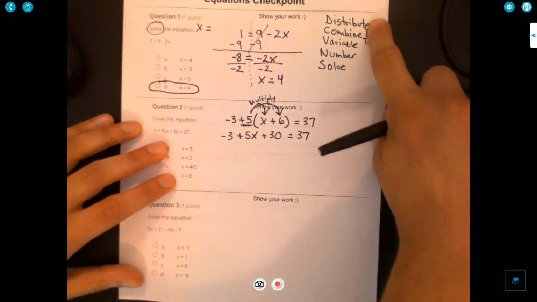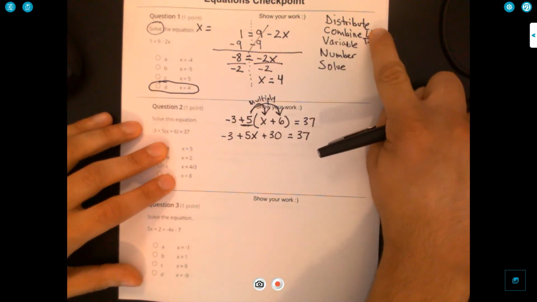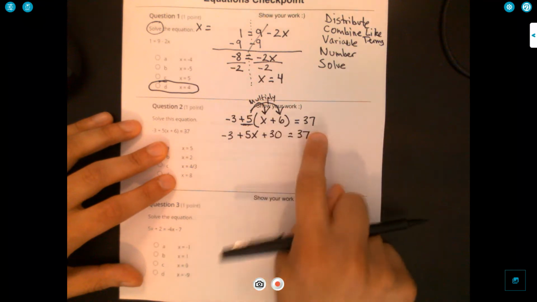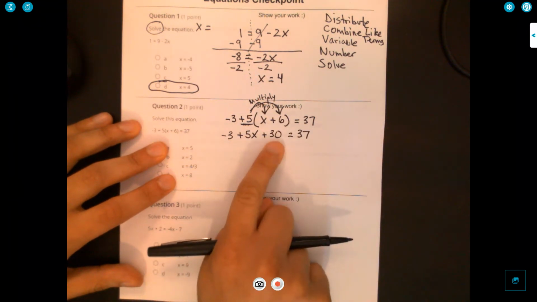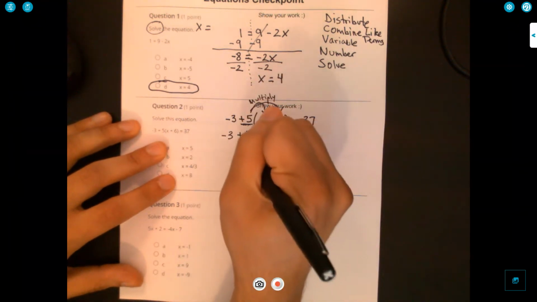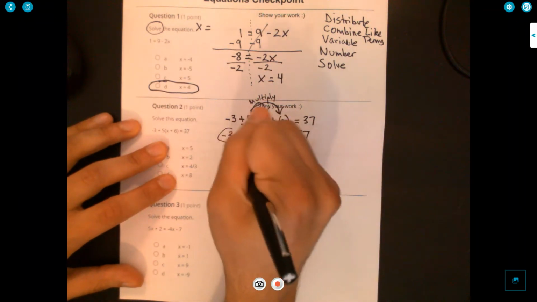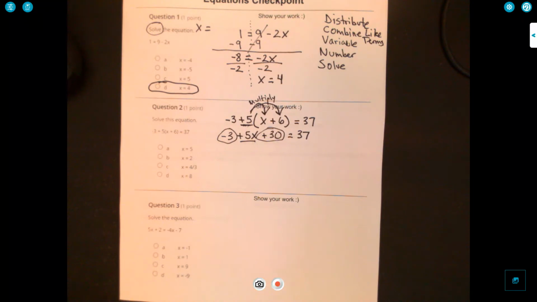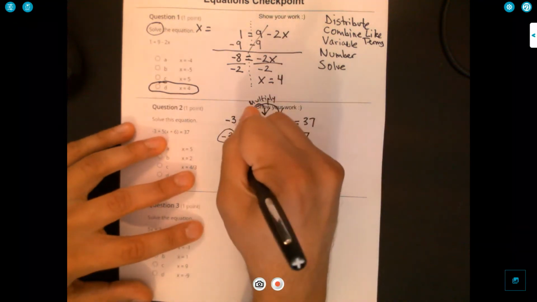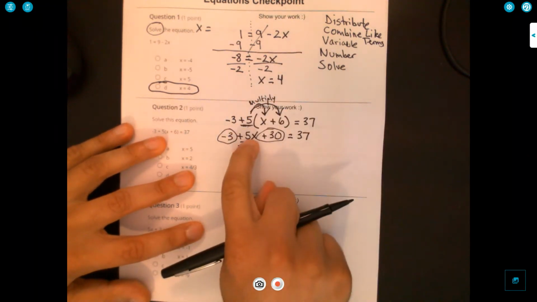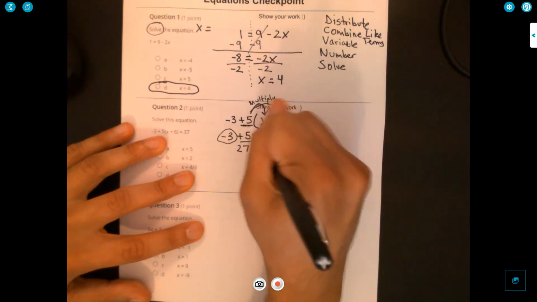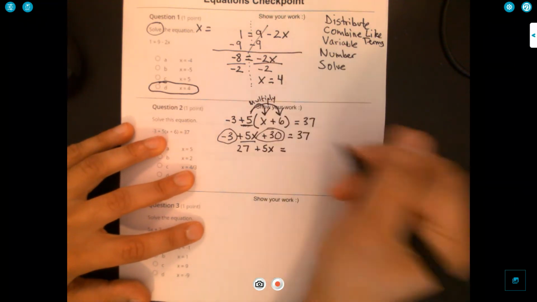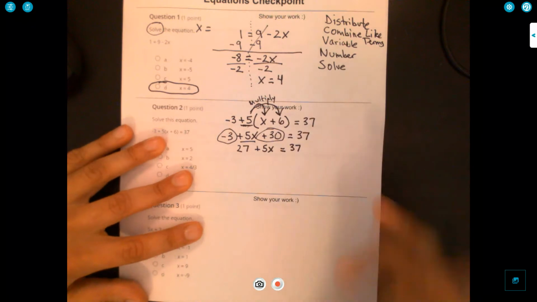All right, so we distributed, so now we need to see if we can combine like terms. So this is our new equation. We have a negative 3, 5x, and a 30. As you can see, we only have one variable, but we have two numbered terms on their own. So 30 minus 3 will get you 27. So we're going to rewrite that as 27. We have that 5x term still, plus 5x is equal to, bring down our 37.